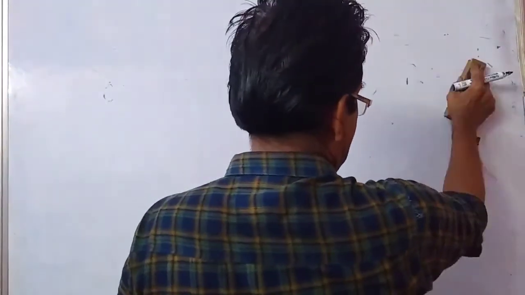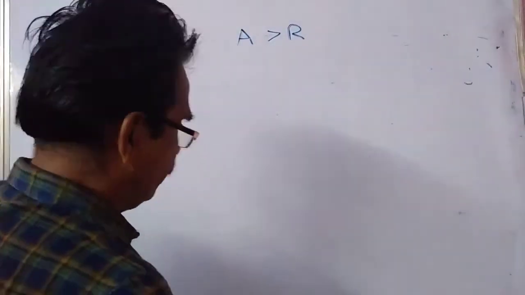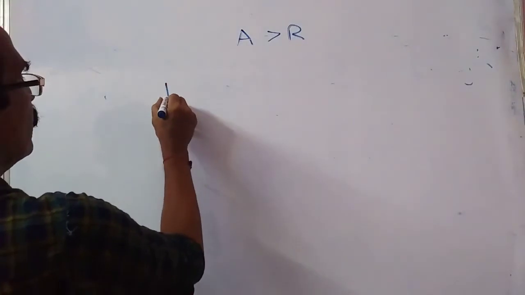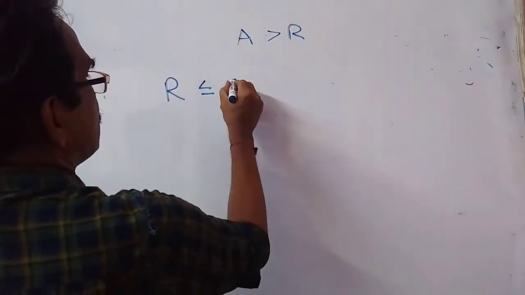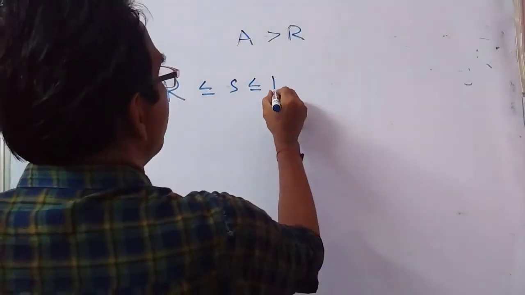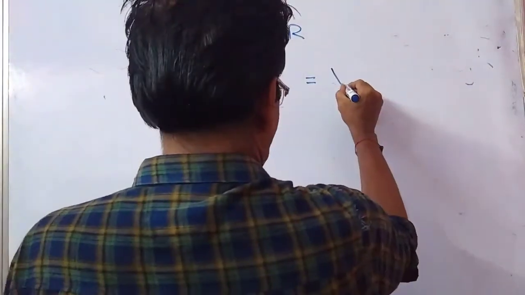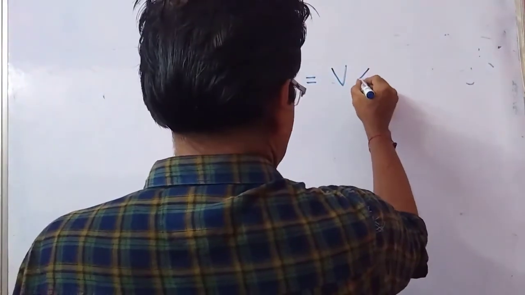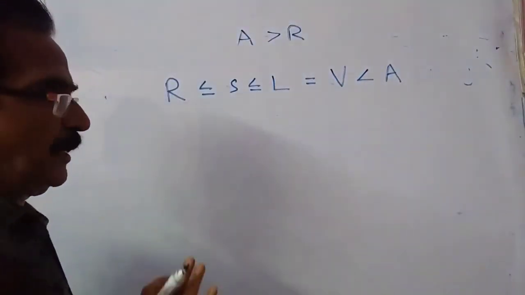So let us see what is given in the third option. Third option is this: R less than or equal to S, less than or equal to L, that is equal to V less than A. Only one statement is given in the third option.